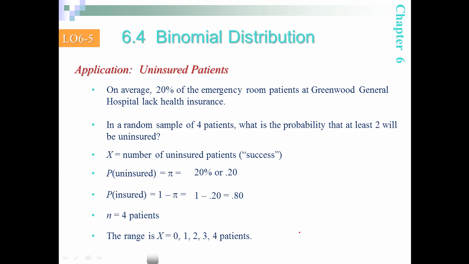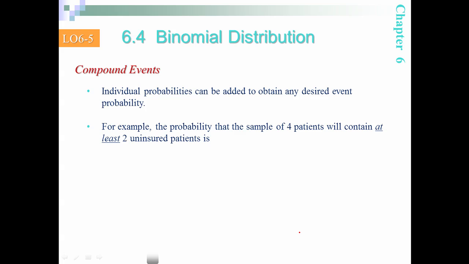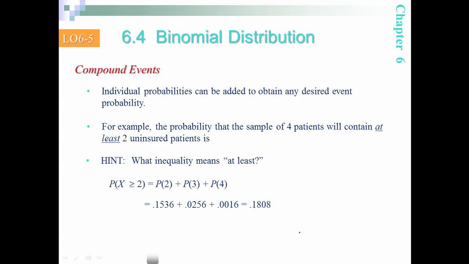So the possible values that x can take on are 0, 1, 2, 3, or 4. And so we're going to just add the probabilities of each of the numbers in the event that we're interested in. In this example, we want to know the probability that at least 2 patients are uninsured. And what does at least mean? That means 2 or greater. So we're looking for the probability that x is equal to 2, plus the probability that x is equal to 3, plus the probability that x is equal to 4. That turns out to be 18%.